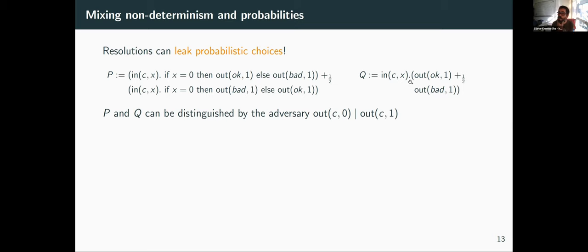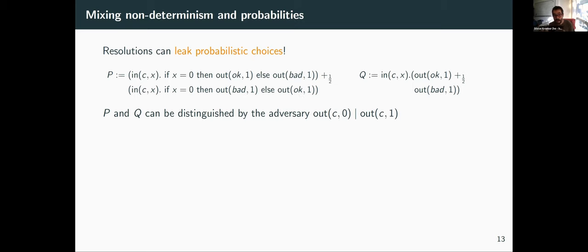The process Q is just taking an input, and then with probability 1/2, it will output on the channel OK, and with probability 1/2, it will output on channel bad. While the process P is slightly more involved. With probability 1/2, I will take an input, and if it is equal to 0, then I'm outputting on channel OK. Otherwise, if it's different from 0, I output on channel bad. And on the other branch, which is also executed with probability 1/2, if x equals 0, then I'm doing the converse. I'm outputting on bad, and otherwise, if it's different from zero, I'm outputting on OK.